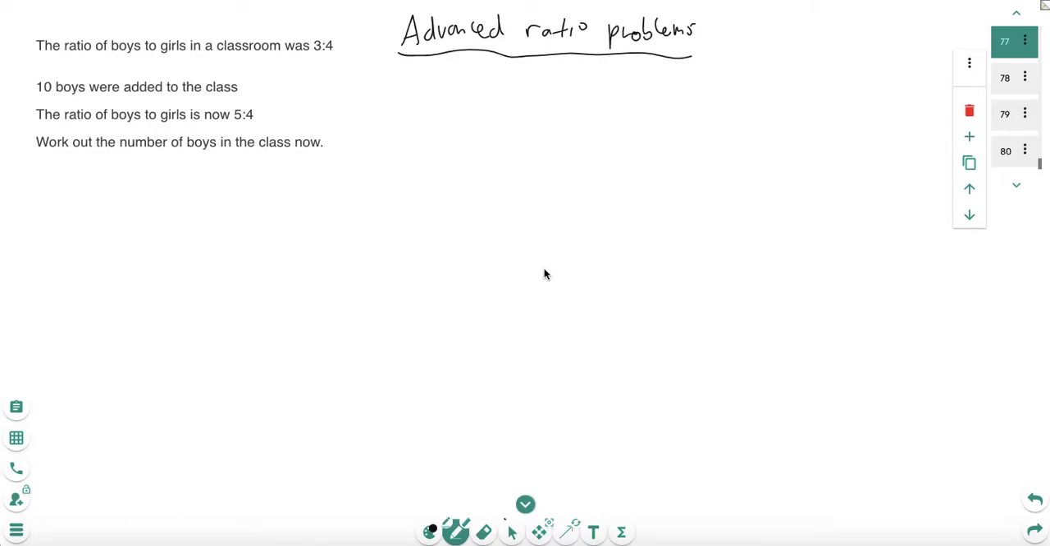Youngsters, new topic today is advanced ratio problems. These are definitely questions in like the A-star level range. So if you don't feel comfortable doing these, don't worry about it too much. Just make sure you have the basic ratio concepts down.